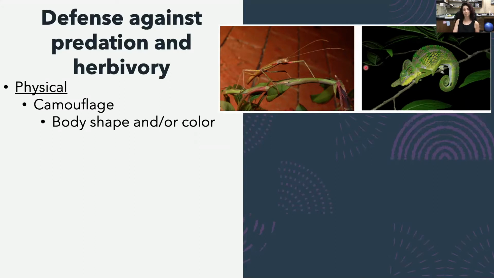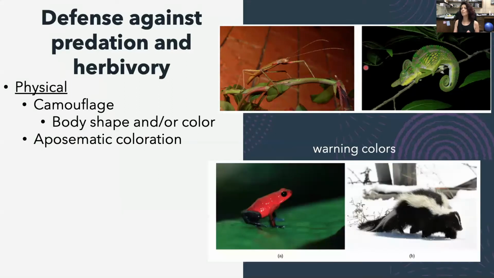We also have something in nature called aposematic coloration. This is just a fancy word for warning colors. This is when an organism has bright colors to say, hey, leave me alone, I'm dangerous, or a very striking pattern of fur like the skunk that says, hey, I'm pretty nasty, you should probably not mess with me.